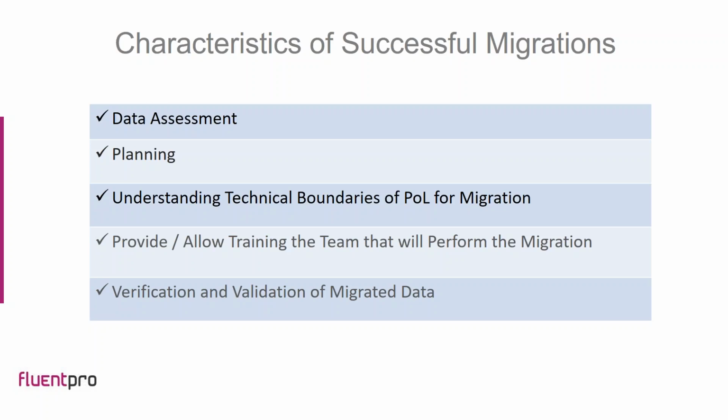So item number 4 is to provide the training for the team that will perform the migration, because the team that will be doing the actual data migration should be experienced in both Project Server and Project Online, and also should have the training on how to use FluentBooks for the data migration between Project Server environments.